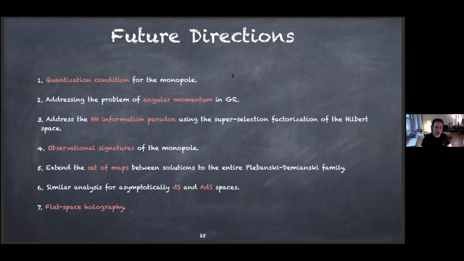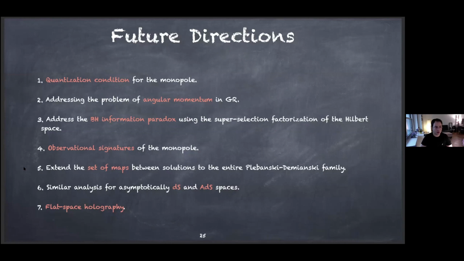One of them is to extend this set of maps, this is point 5 here, to the entire class of solutions known as the Plebanski-Demianski family of solutions. That includes 7 parameters, and this is regarded as a general class of solutions in general relativity. More directions that we plan to pursue are to try to derive a quantization condition for the monopole.